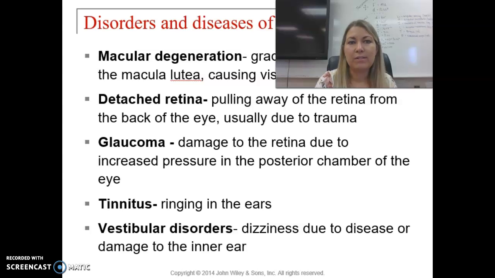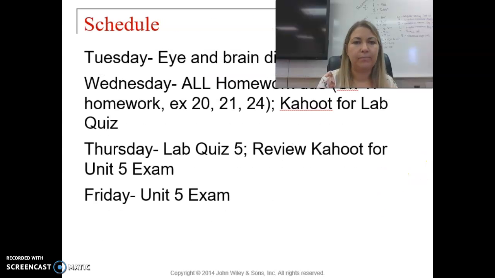Some other disorders and diseases: macular degeneration is the loss of vision, especially in that macula lutea. If the retina gets knocked off of the back of the eye, we call that a detached retina. That's usually because of trauma, like a car accident or falling. Glaucoma is when the retina has increased pressure. Tinnitus is just ringing in the ears, and then chronic dizziness is called vestibular disease.